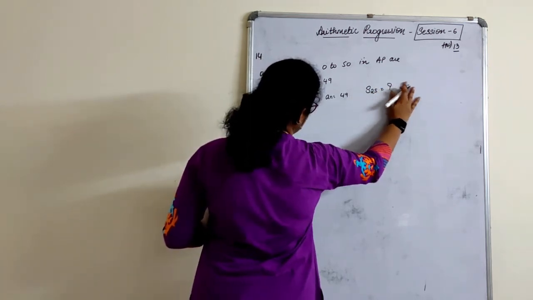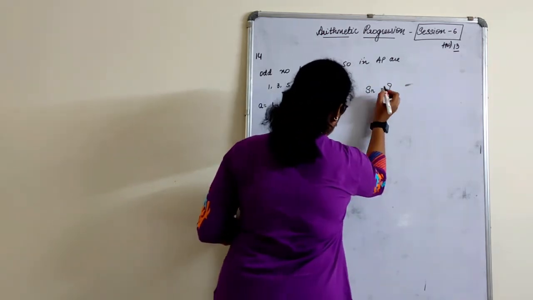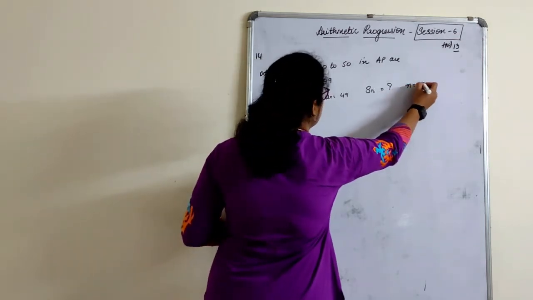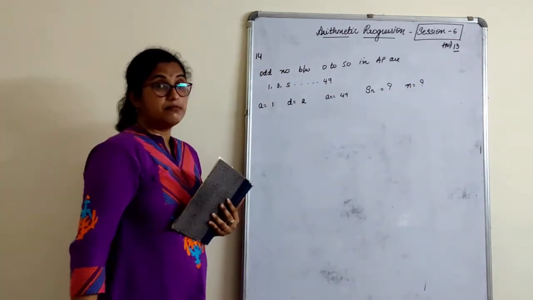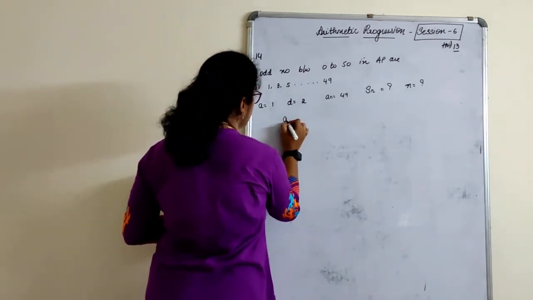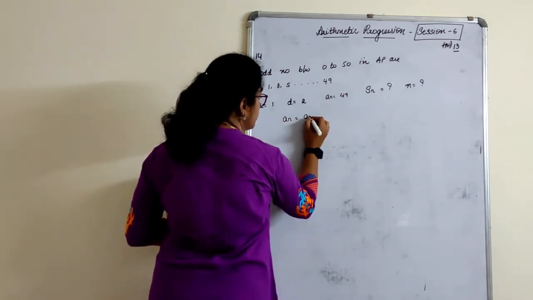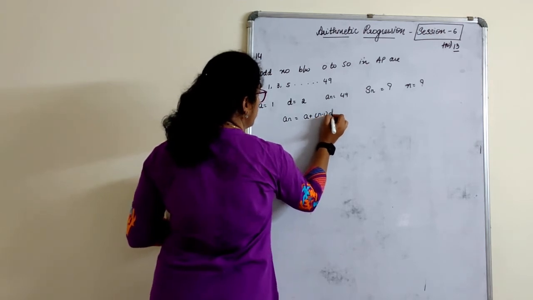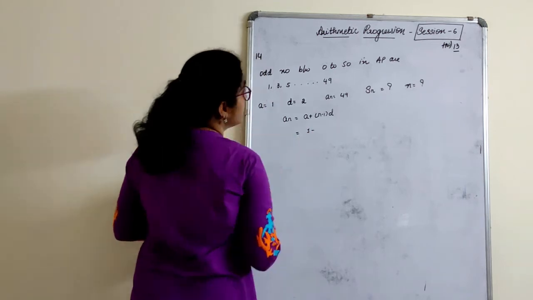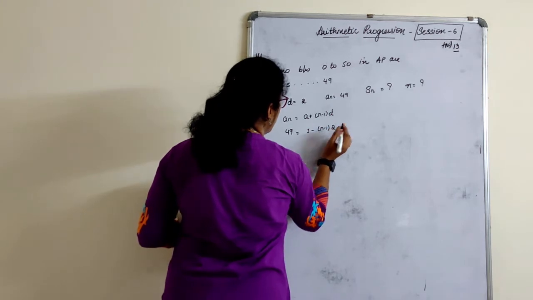Sorry, not S25. I need to write Sn only, because S25 I cannot mention since n I have to find out. I know n is 25, but still, usually if we have these numbers, we do not count it. We have to find it with the formula only. Use this to find n when all the other things are known. an formula: a plus n minus 1 of d. So a is 1, an is 49. Sorry, n minus 1 of 2.